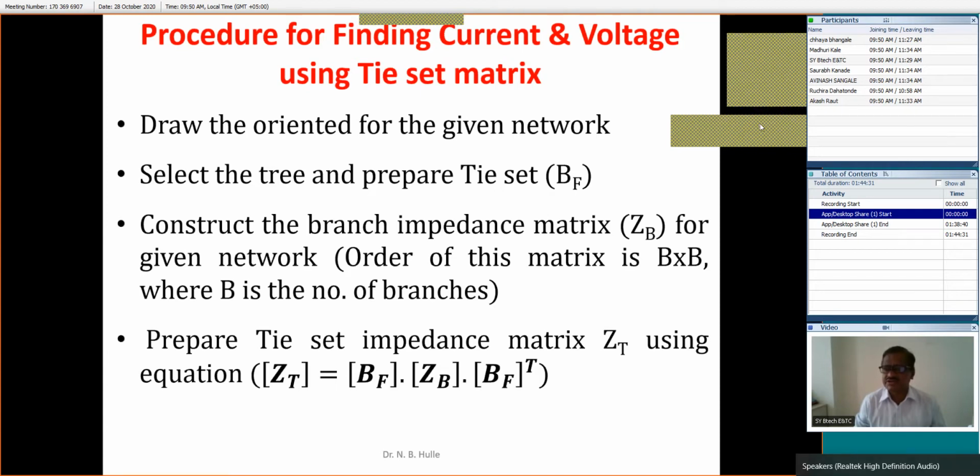I will start the discussion with this point. What is the procedure for finding the current and voltage using the Tieset matrix? What are the steps we have to follow?